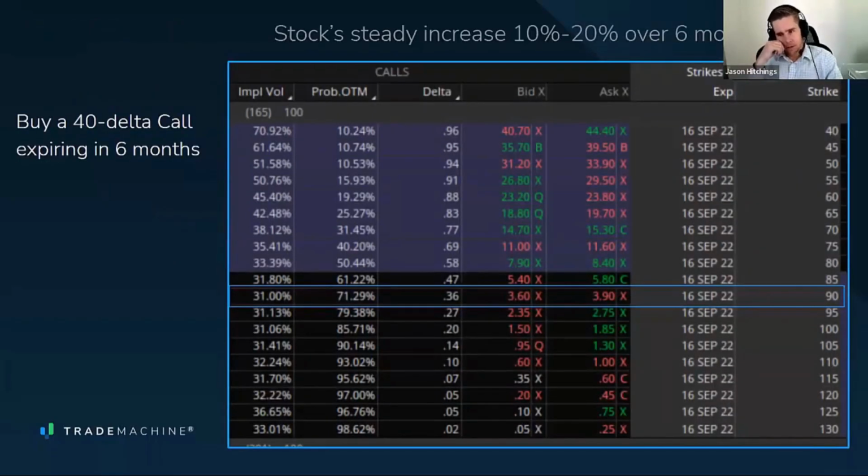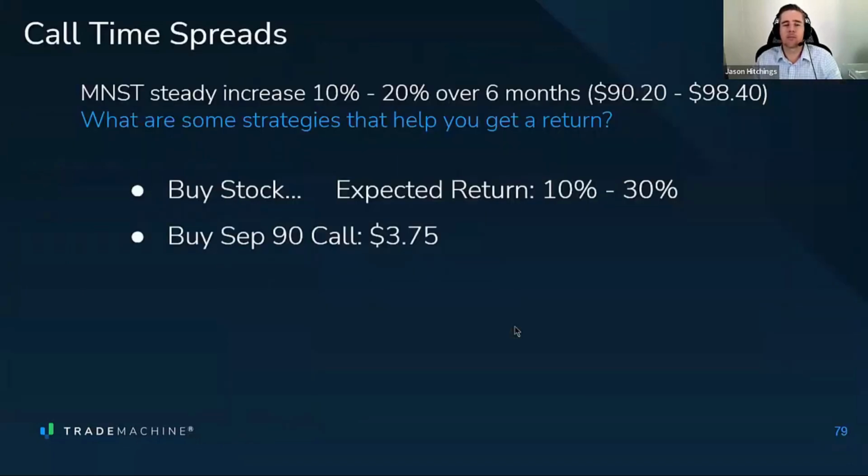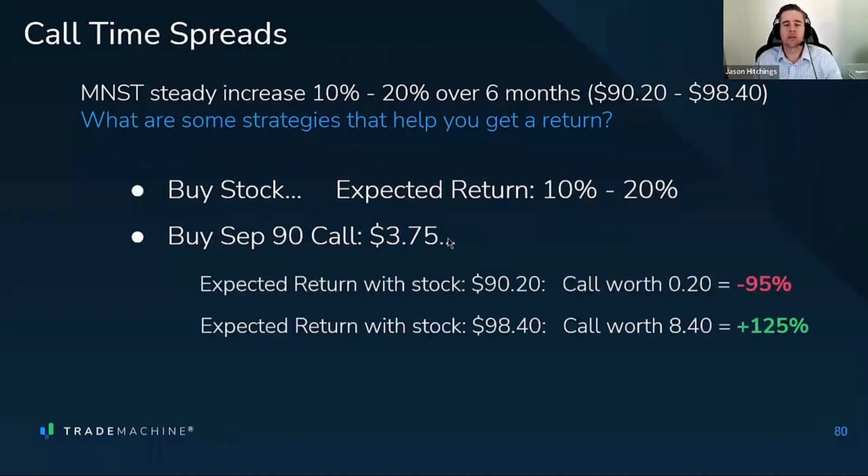So what does that cost us right now? We look to our montage, we go out to the 16th of September, we look at the 90 strike, and we say, okay, the bid is at 3.60, the ask is at 3.90. So our midpoint is going to be around 3.75. It's going to cost us $3.75 to enter into this position. And how do we do if we end up in that 90 to 98 range? This says 10 to 30, this is actually 10 to 20%. So if we are buying the September call at 3.75, where do we end up? I've corrected that there.